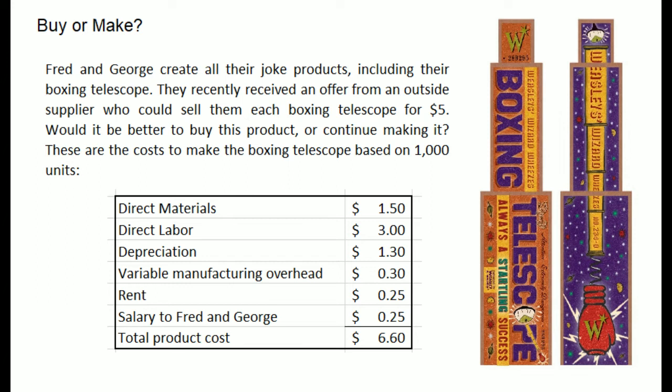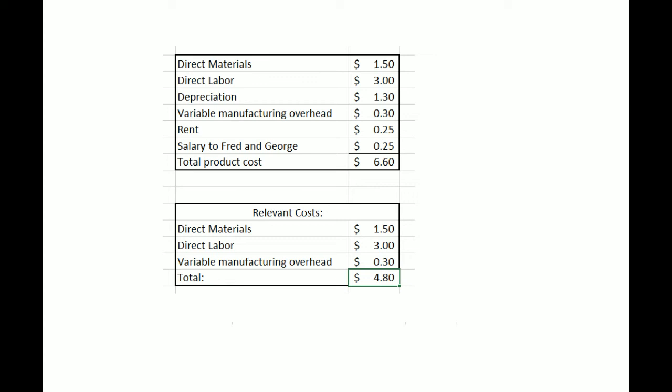If we add them all together, we get a total of $660 per unit. But now again, we're going to divide and separate all the relevant costs. So direct materials and direct labor are relevant costs, and the variable manufacturing overhead as well. Depreciation, again, is a sunk cost, so it's not important for this decision.